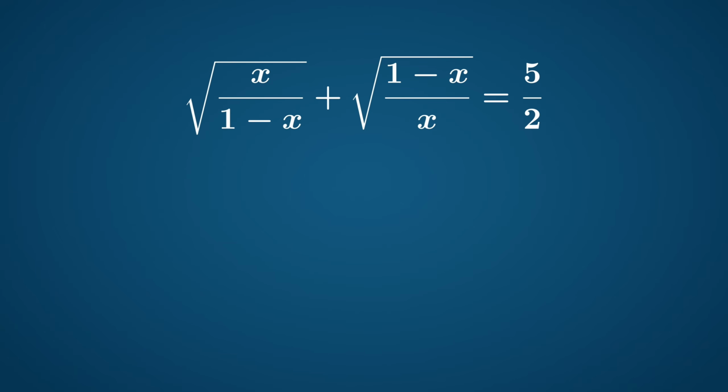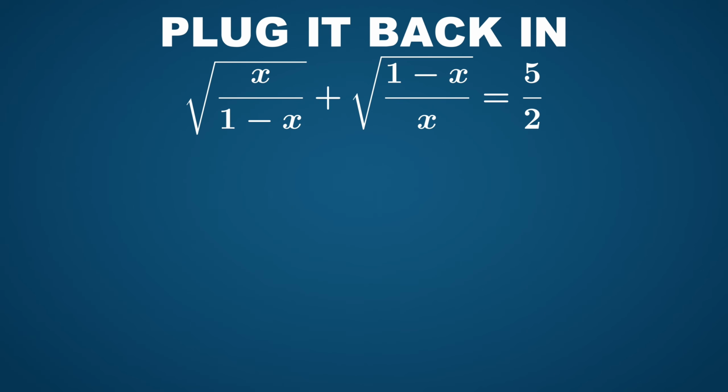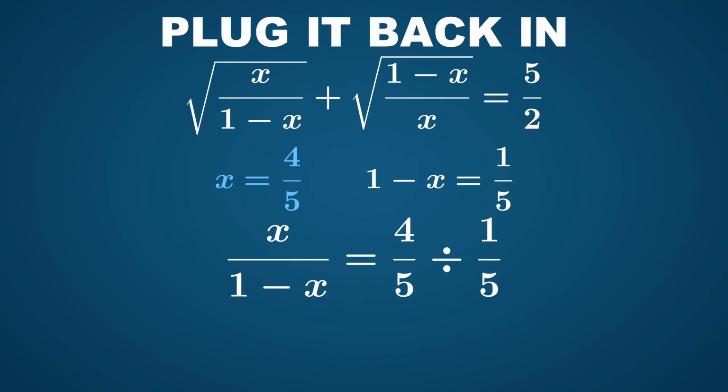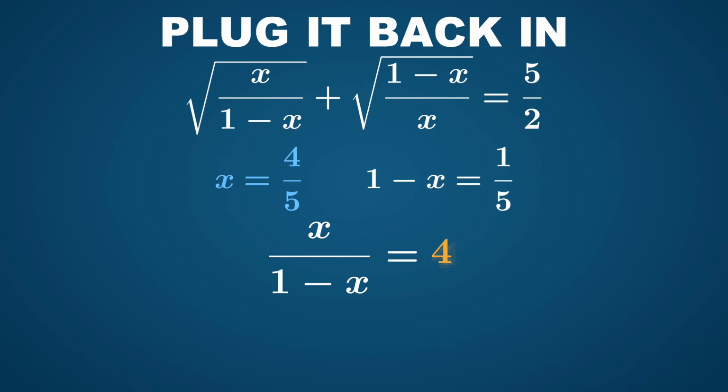The last step is to test these values in the very first equation. We start the check with the value x equals 4/5. If x is 4/5, then 1 minus x is 1/5. The first fraction is 4/5 divided by 1/5. Dividing by 1/5 is the same as multiplying by 5. So 4/5 times 5 gives us exactly 4. The square root of 4 is 2, so the first term is 2.